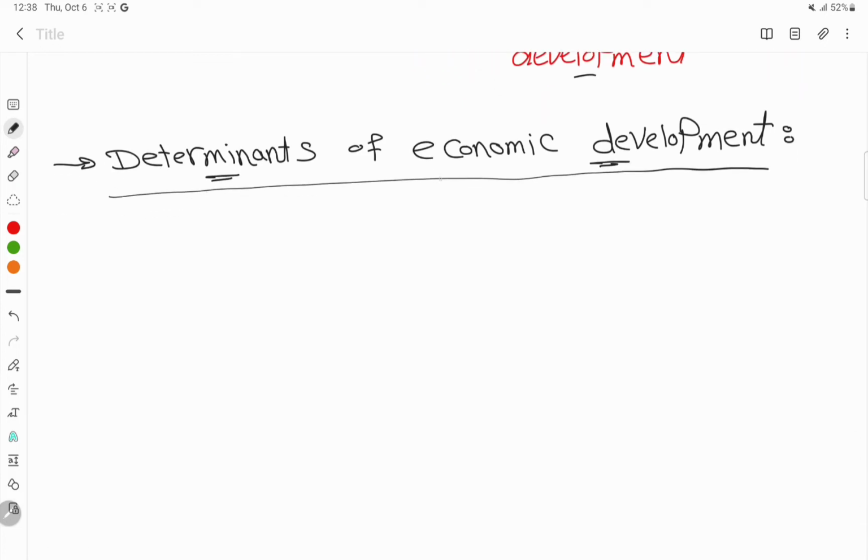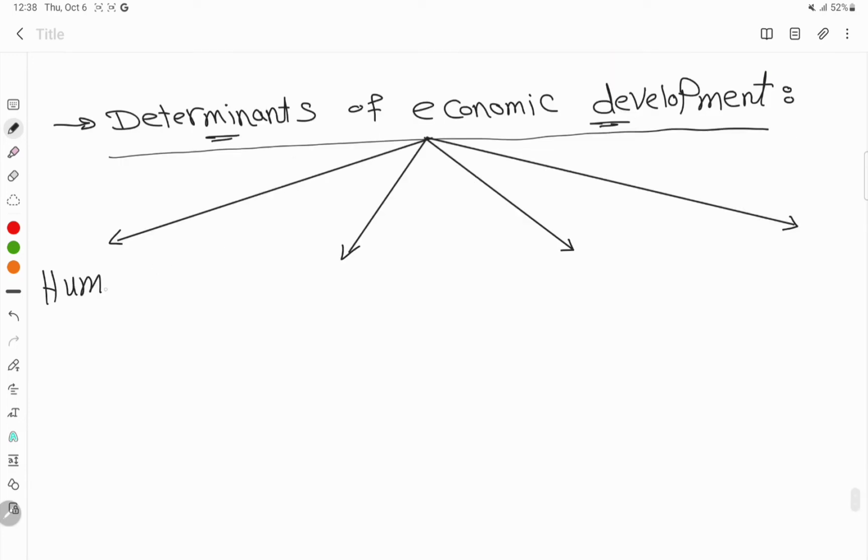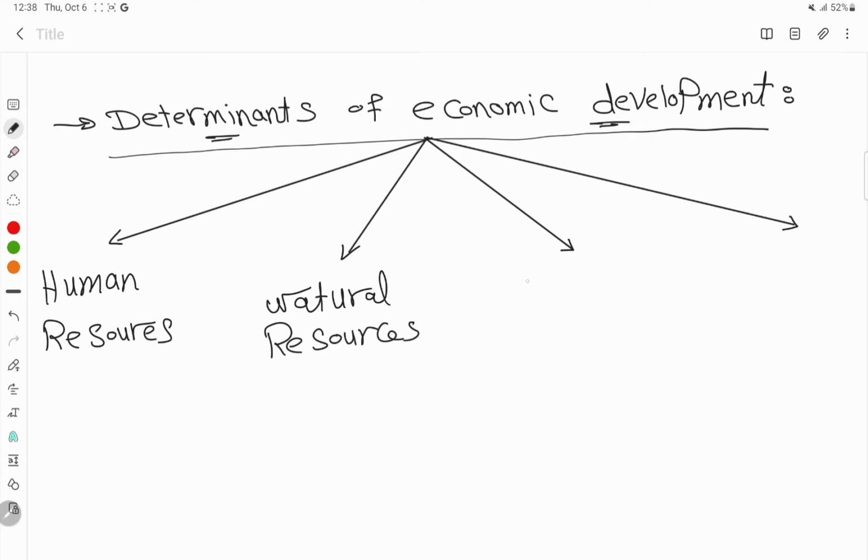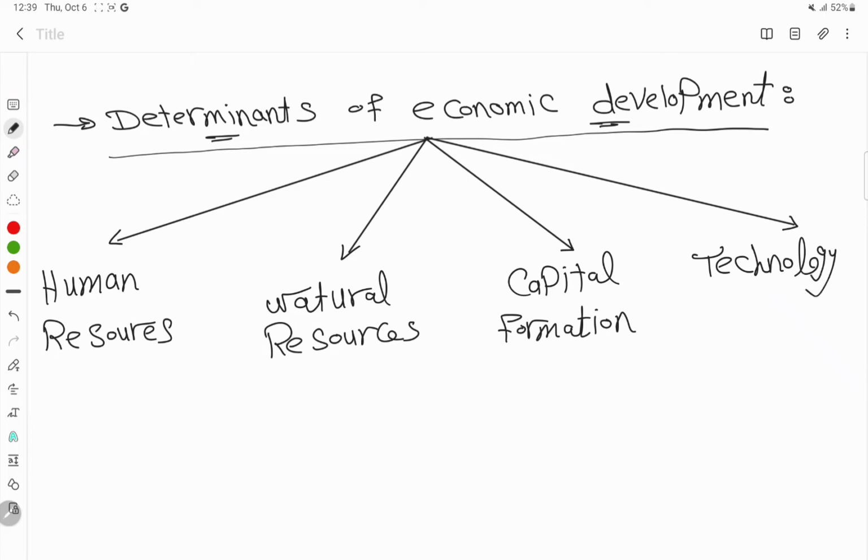The first determinant is human resources, and the second is natural resources. The third is capital formation, and the fourth is technology. So there are 4 determinants of economic development.